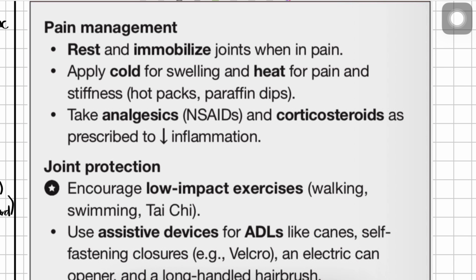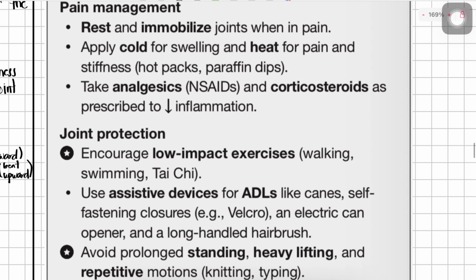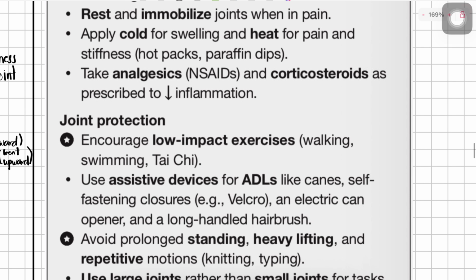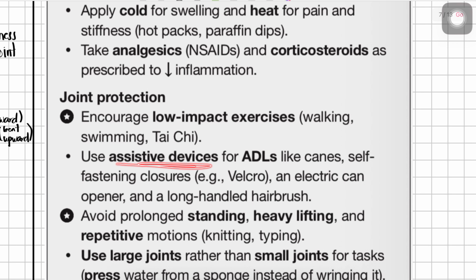Then take analgesics or NSAIDs, guys, and corticosteroids as prescribed to decrease the inflammation. Okay? Then for your joint protection naman, guys, we encourage low impact exercises such as walking, swimming, and Tai Chi. Okay? Then we also encourage the use of assistive devices, guys, for ADLs, the activities of daily living of the patient, such as canes and self-fastening closures such as your Velcro.